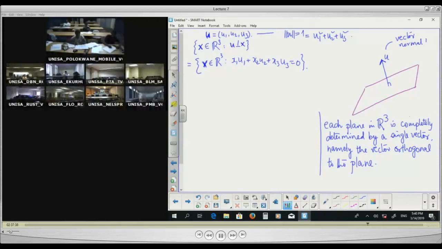So, sir? Yep. In R3, in 3D space, how can two vectors be parallel then?